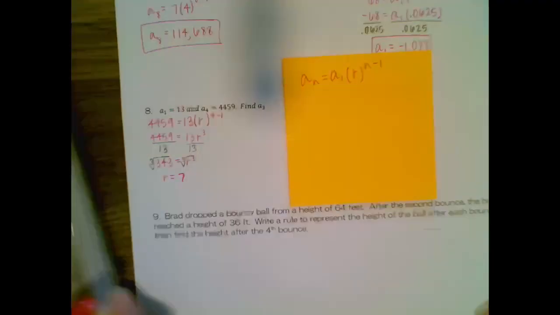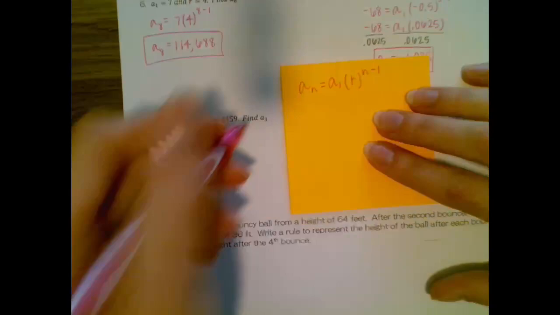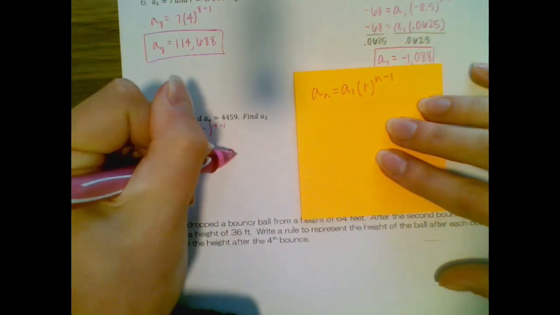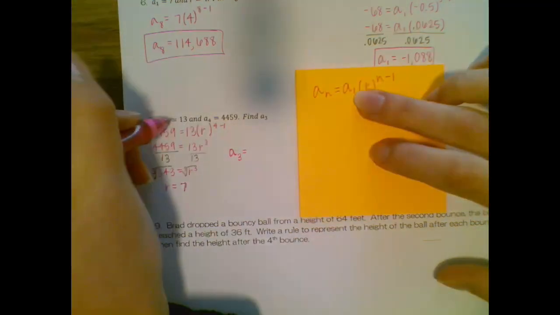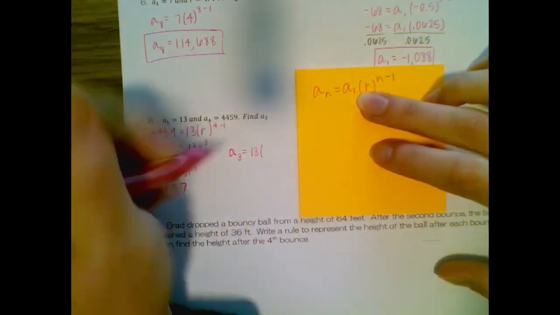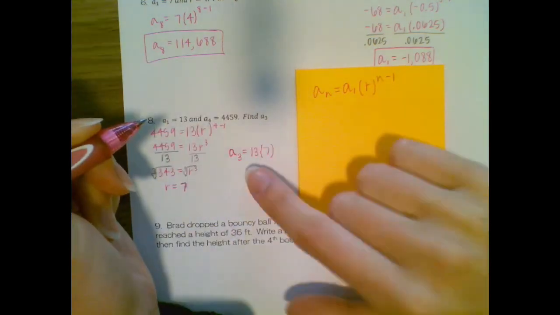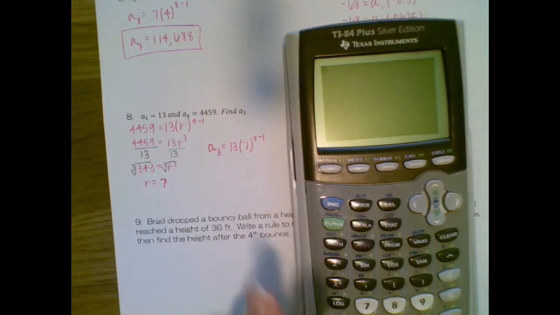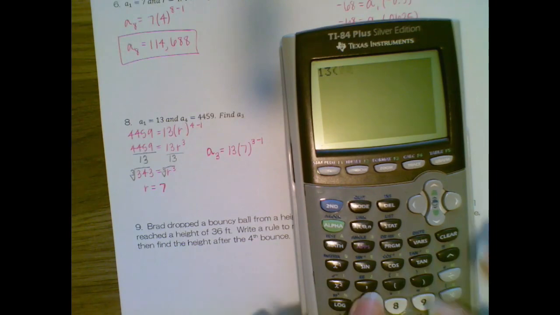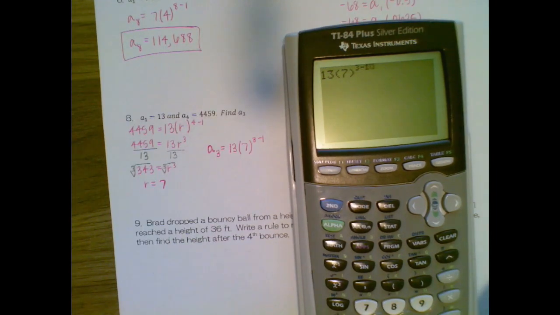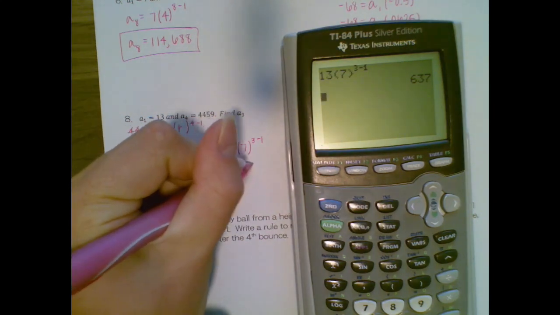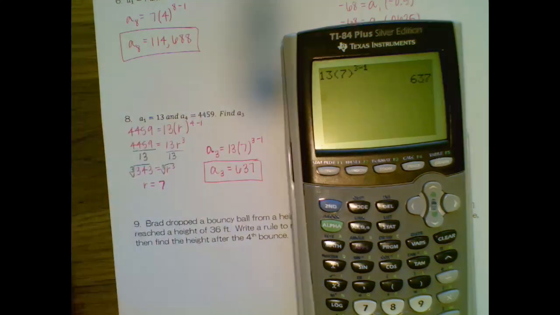All right, so now that I know what r is, I can use this formula to find a sub 3, if my pen works. So a sub 3 is going to equal a sub 1, which is 13. R was 7. N is 3 in this case, minus 1, and you can just plug that into your calculator all nice and beautifully. So 13 times 7 to the power of 3 minus 1. A sub 3 equals 637. Perfect.